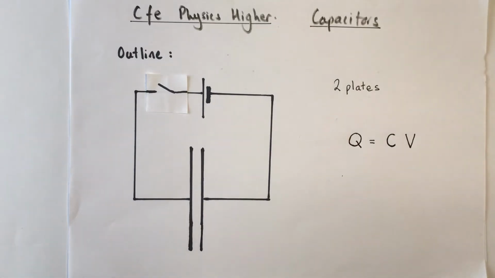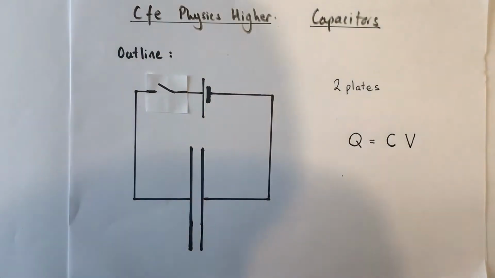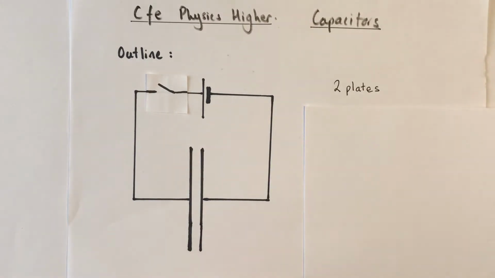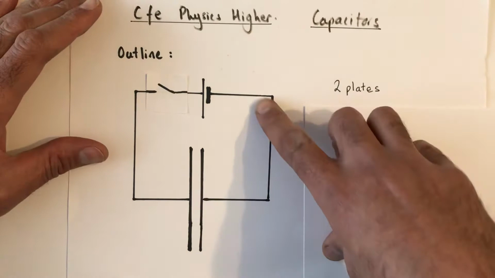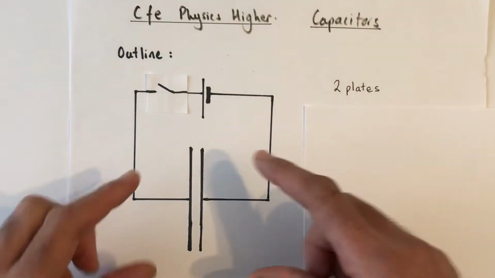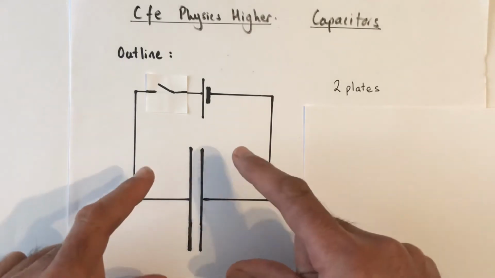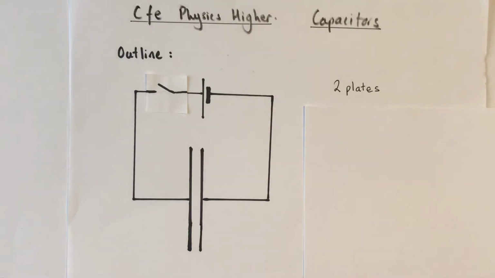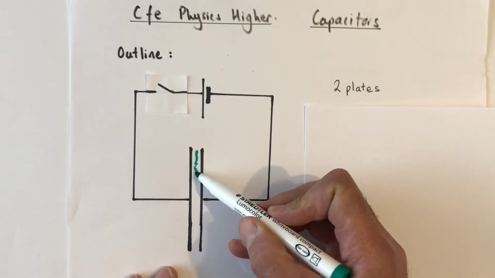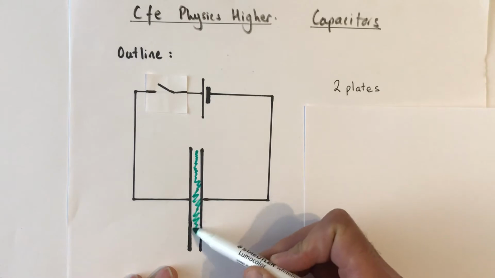Okay, on to capacitors. Now, I want to just go through the basics of a capacitor. I've got a capacitor circuit here which has got some kind of cell or battery, and it's connected to two parallel metal plates. And ultimately, that's just what a capacitor is. Now, generally speaking, to make them actually work, some kind of insulator is put in the middle, so they can't possibly touch.